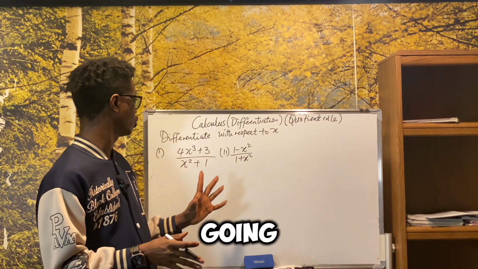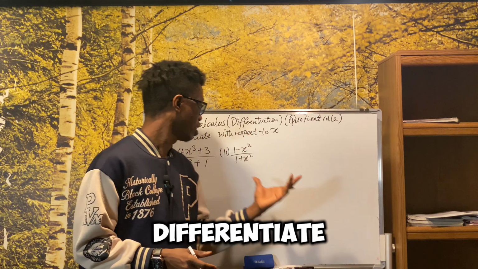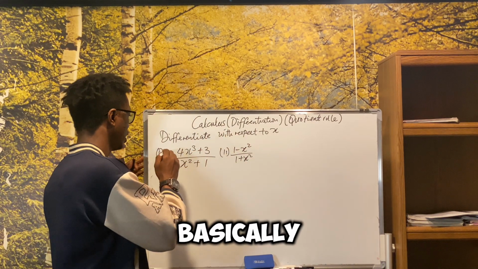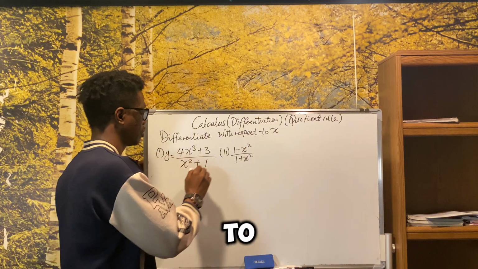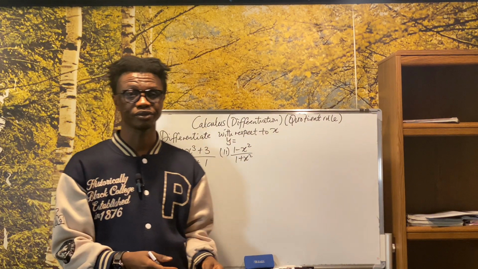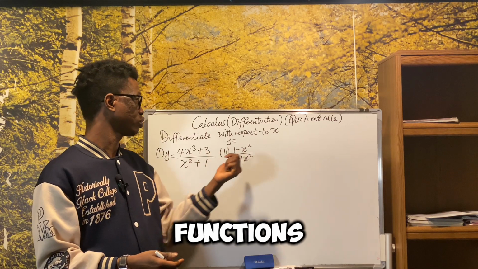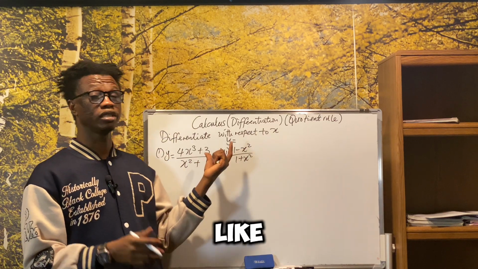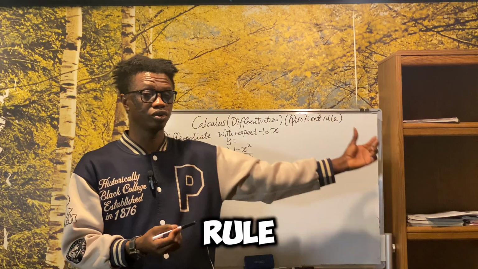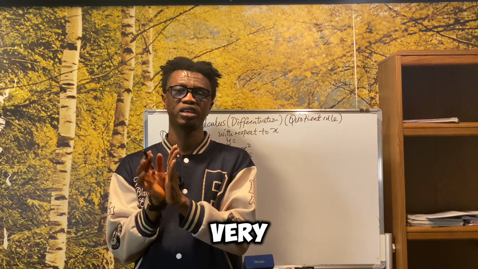Today's video we are going to look at how we differentiate functions like this with respect to x. So this is basically saying y equals this, and this again y equals this. Okay, so we are differentiating these functions with respect to x, and this is more like division, right? Fractions, using the quotient rule. The quotient rule is very easy.